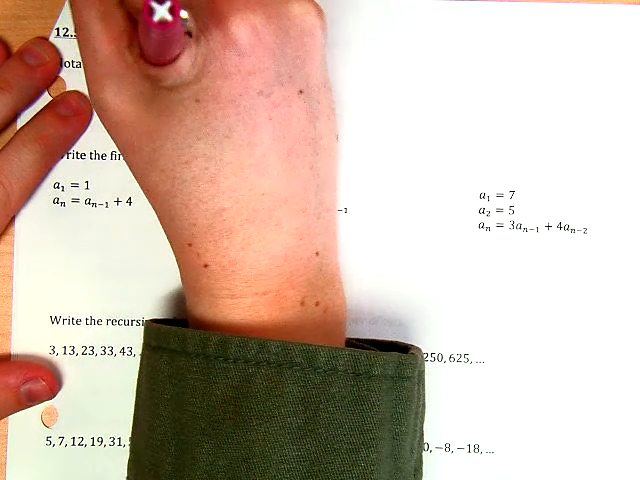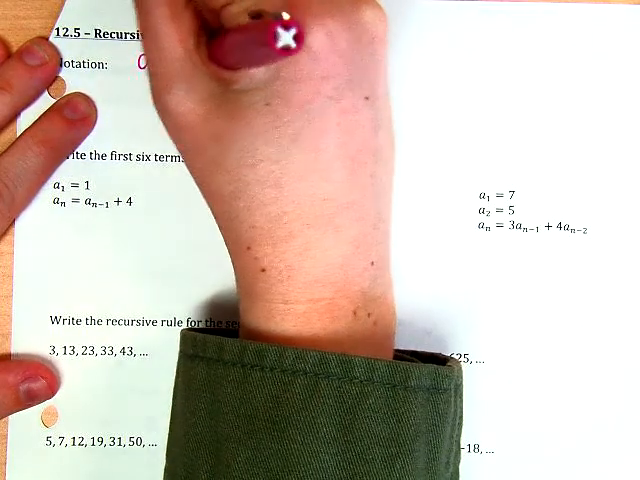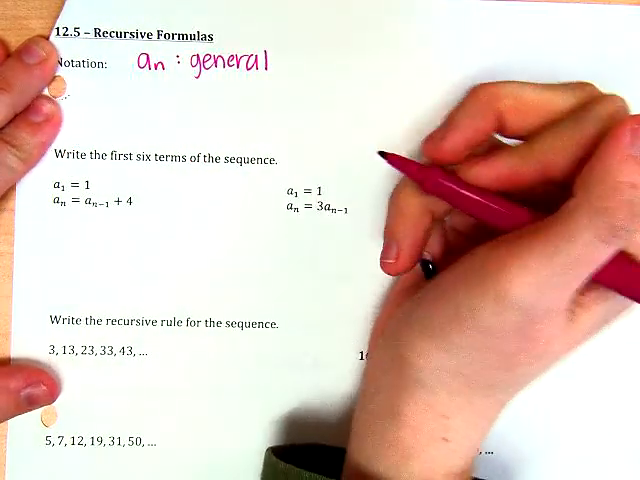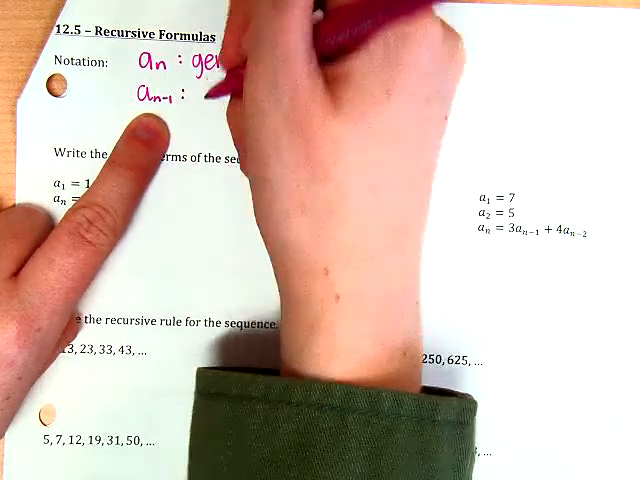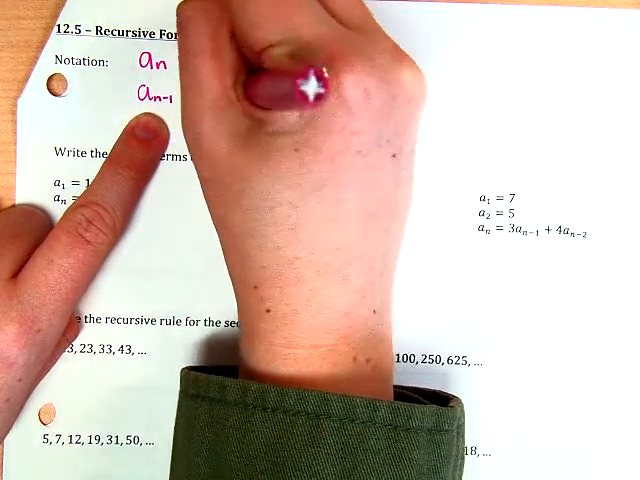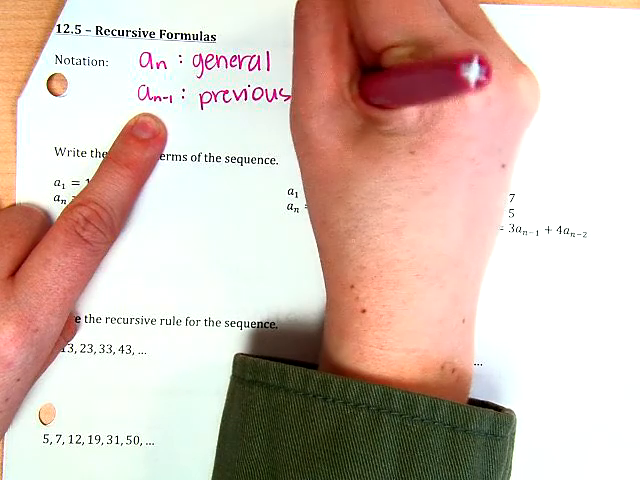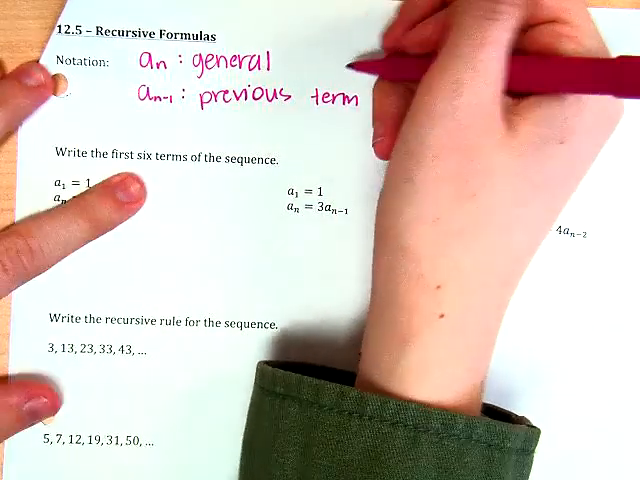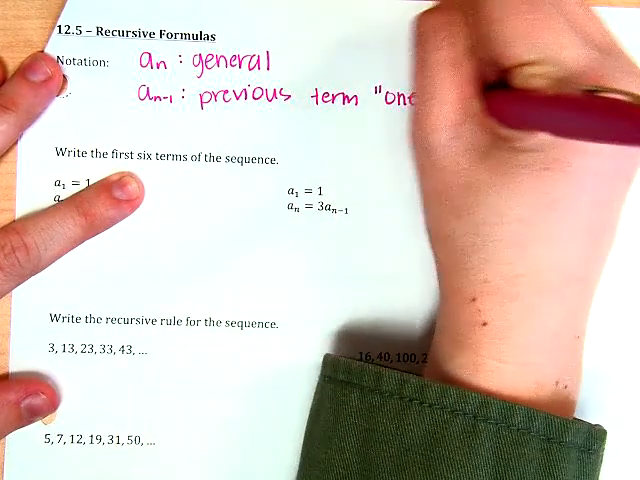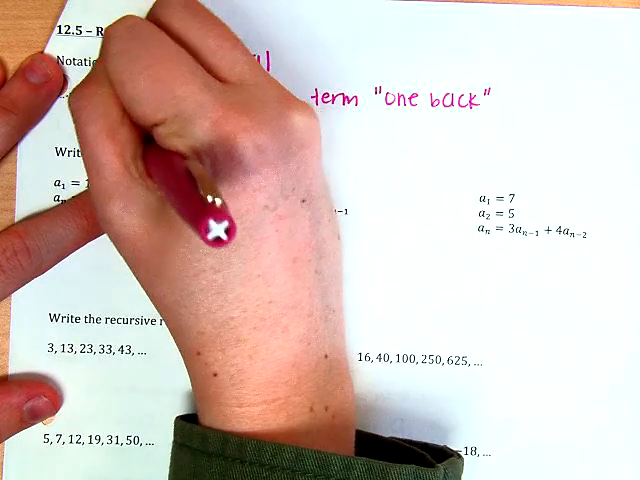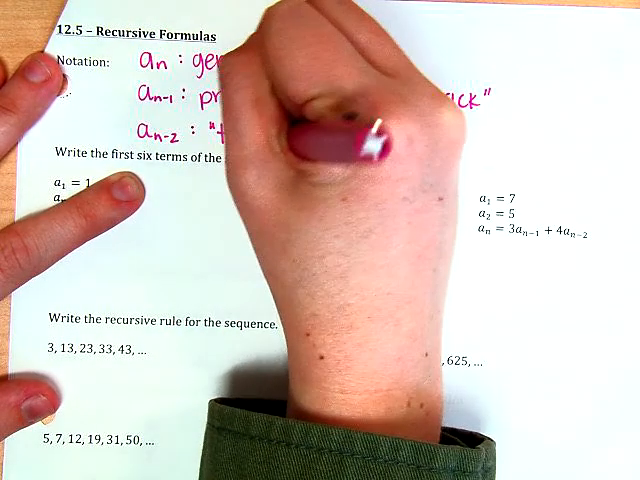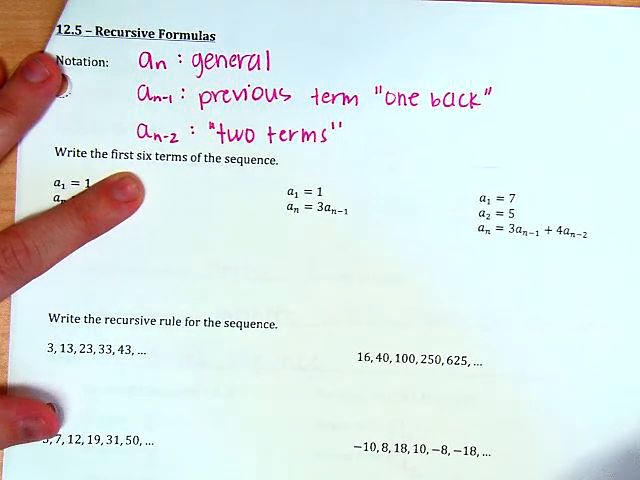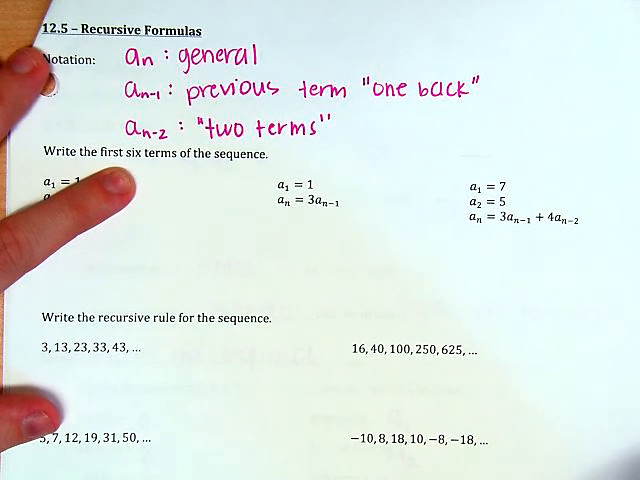So you've been doing a_n. That just means any general term you want to find. If you do a_(n-1), that means previous term. Or go one back. Sometimes we say go one back. If I do a_(n-2), I'm talking about 2 terms back. This one always begins at a_1, always begins at the first term.